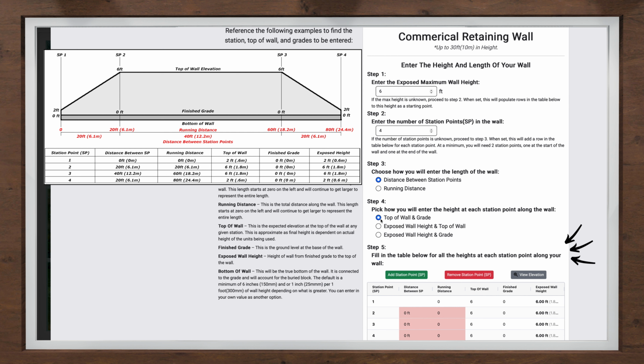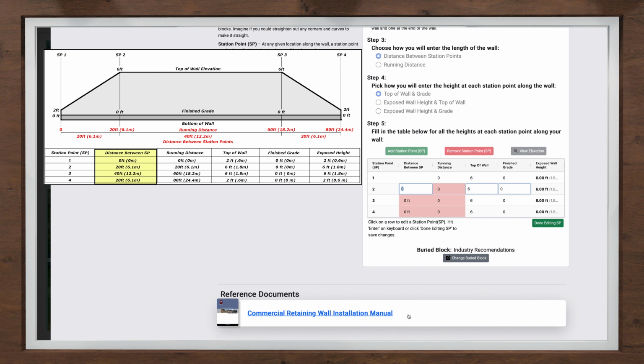Step 5 is filling out the table below. Enter the distance between station points for each station point. For this project, we show 20 feet between station points 1 and 2, 40 feet between station points 2 and 3, and 20 feet between station points 3 and 4.